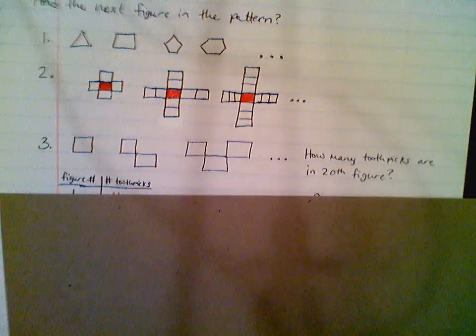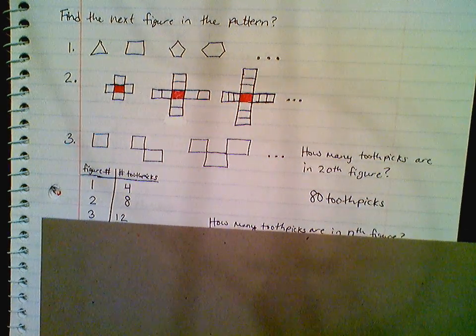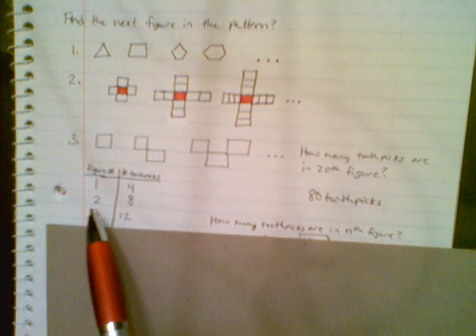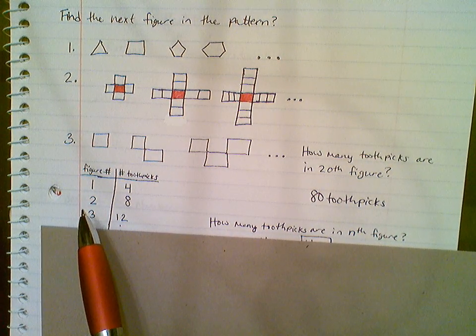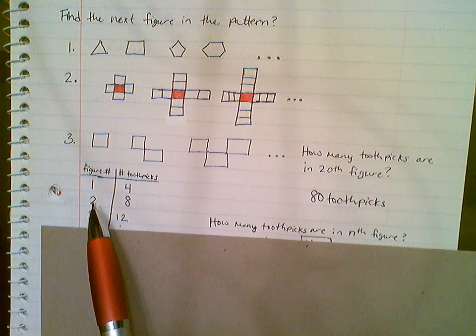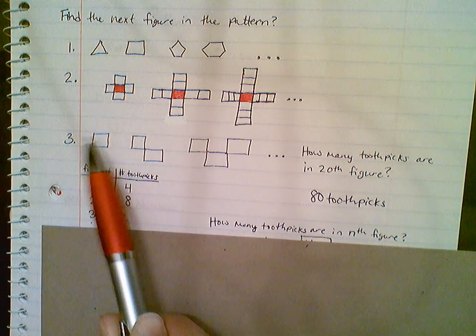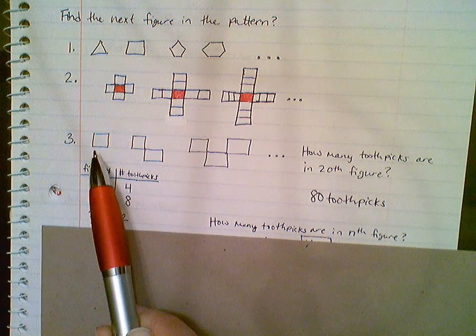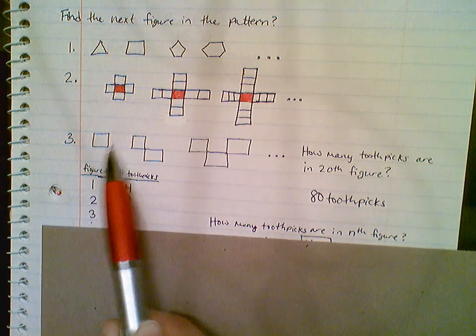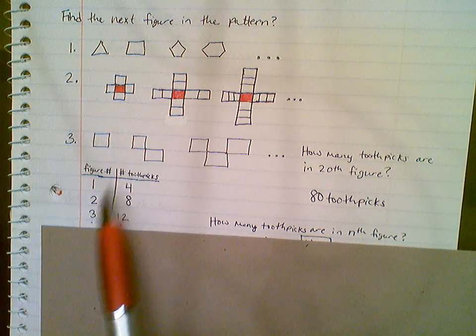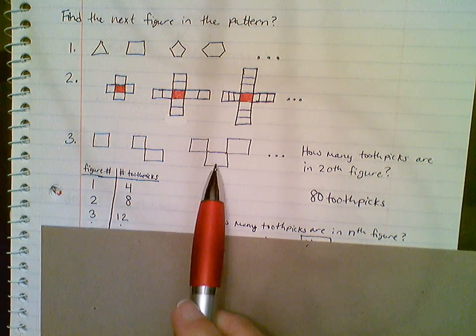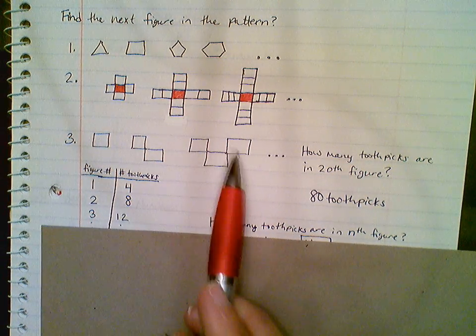So let's take a look at this one. For this one, I recommend that you make a table. The left side on this table says the figure number, and then these are supposed to be toothpicks in my figure, so the number of toothpicks. For the first figure, you'll notice there would be a total of 4 toothpicks. For the second figure, if I add those all together, there would be 8 toothpicks. This third figure, if I add up all the toothpicks, there would be a total of 12 of them.